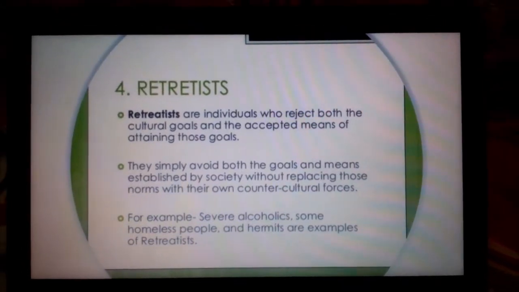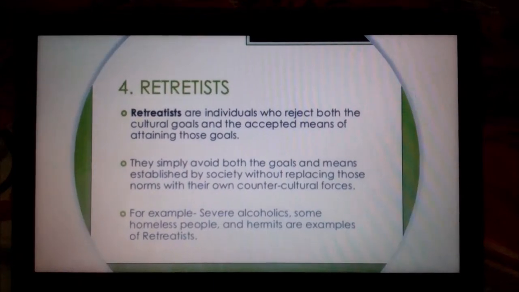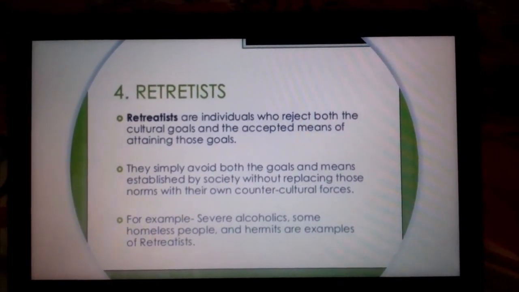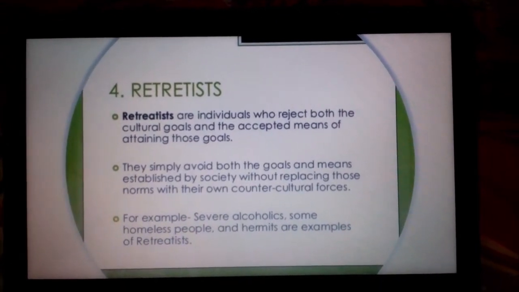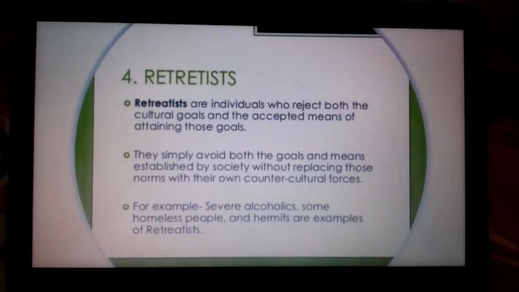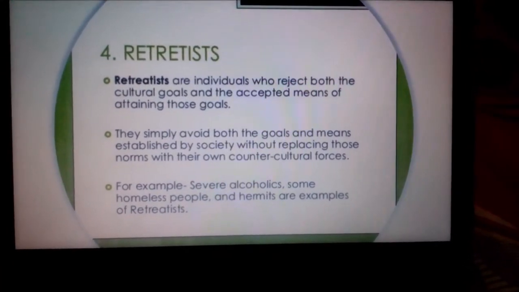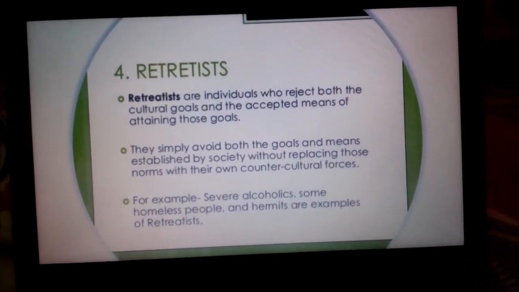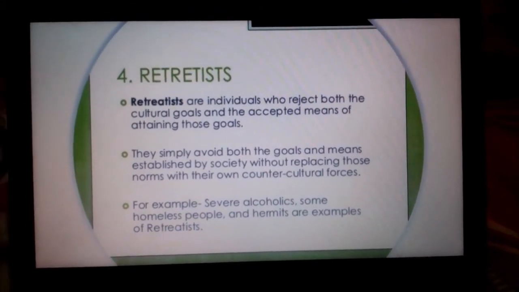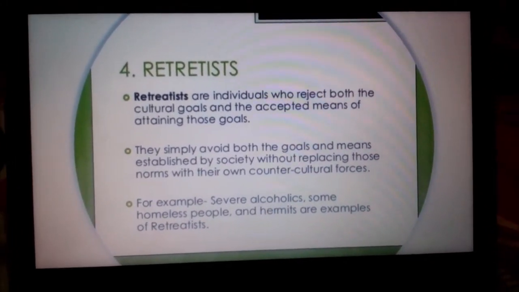Retreatism is, yes. Retreatist, for example, severe alcoholics, no, yung mga lasinggero, some homeless people, and hermits are example of retreatists. Ito yung mga palaboy sa kalsada, no? Talagang naghihintay na lang talaga sila ng tulong. It is more on retreat. Suko na, hindi na kaya, give up na. So that's retreatists. Ang pagkakaiba niya lang doon sa ritualism, di ba yung sabi kong example, they are finding job, they are still doing job.